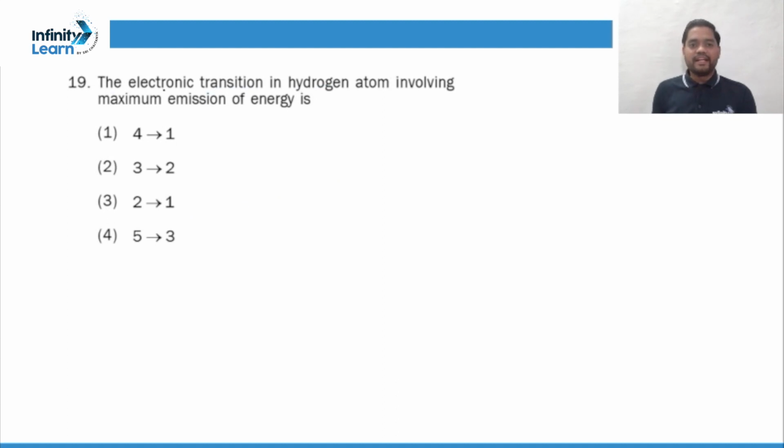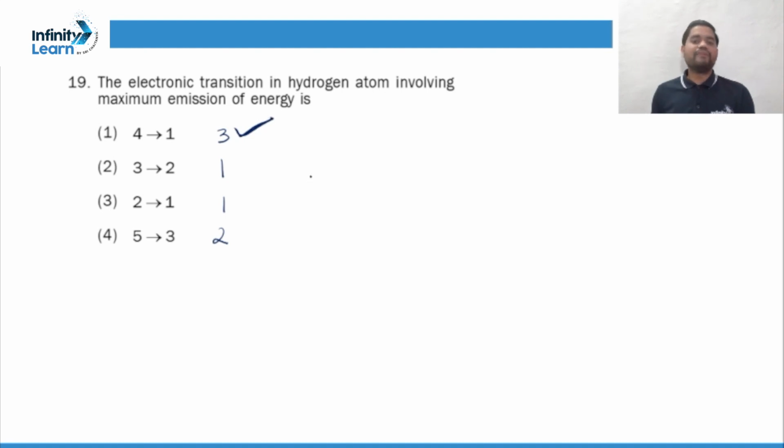19. The electronic transition in hydrogen atom involving maximum emission of energy. Clear? The more the difference in n value, the more will be the energy value. Here from 4 to 1 there is a difference of 3, 3 to 1 is 2, and 5 to 3 is 2. So according to me the answer has to be 3.